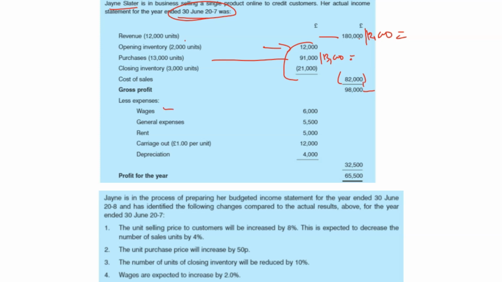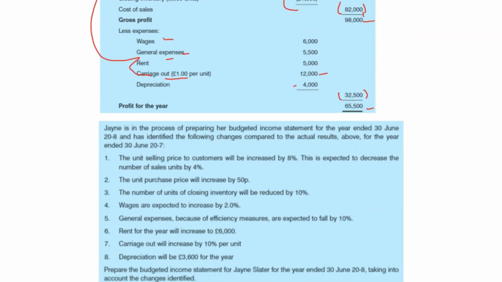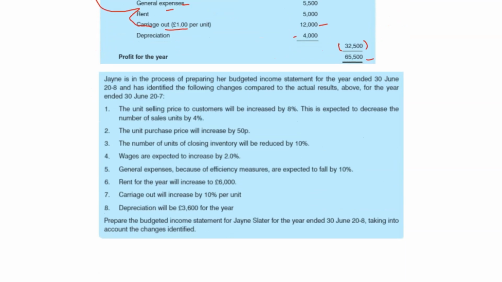Then wages given, general expense, rent carried out per unit given. So 12,000 units we sold, that's 12,000. Depreciation given. If you take with the expenses, you get profit of the year or operating profit. So it is an incremental budget example. There are some adjustments given.